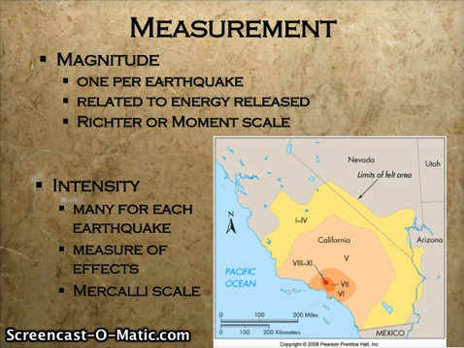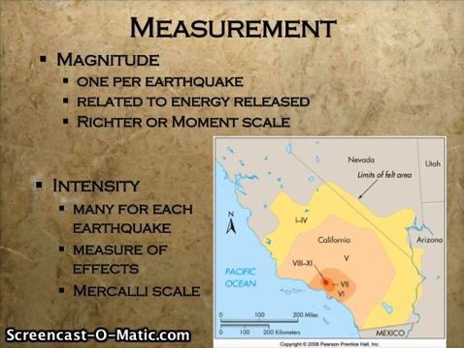So how do we measure these things? Well, what you will find in the news typically is a report of the magnitude. There is one number per earthquake. It's related to the amount of energy that's released. And the measurement is described on, originally it was on the Richter scale, and we still do see this because you can get a Richter magnitude very quickly after the earthquake occurs.